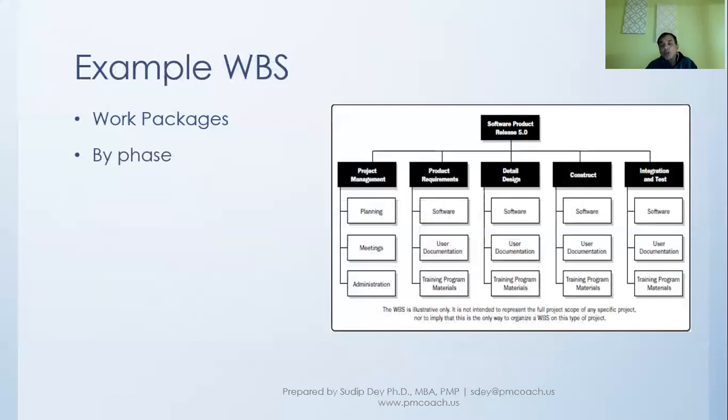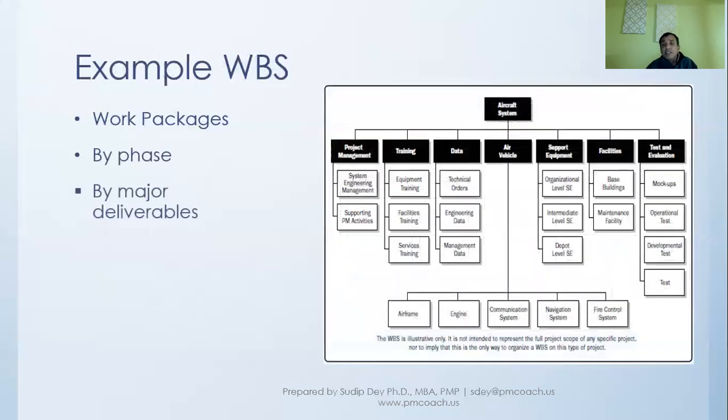And then from there we went into the product requirements, and we have gone into the work level: software, user documentation, training and program material. Then from those, we might get into another level and still come up with the lowest level components, and the same can be seen in the other phases as well. So this is an example where at the second level you have broken it down in phases, and then you move with the deliverable components and break it down further and further.